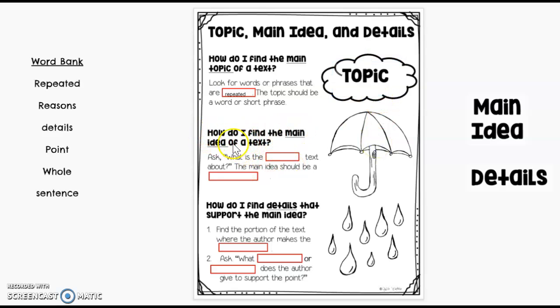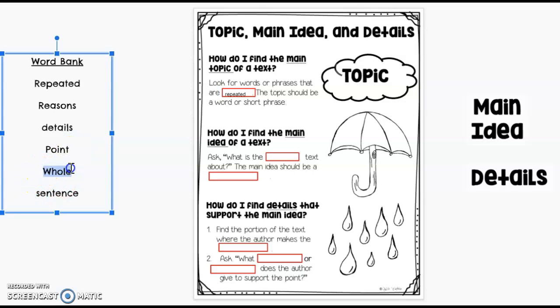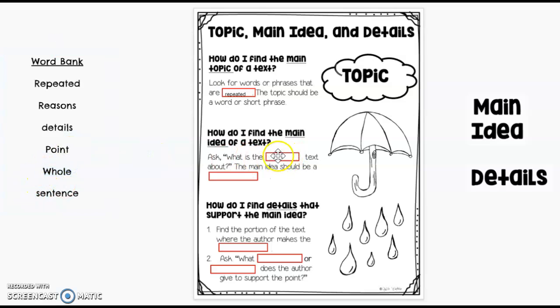Now, how do I find the main idea of a text? You're going to ask, what is the blank text about? The main idea should be a blank. Over here, let's look. We know that the main idea should be what is the whole passage, okay? What is the whole text about? So we're going to type that in, whole. That's the word that goes there. And then the main idea should be a sentence, okay?